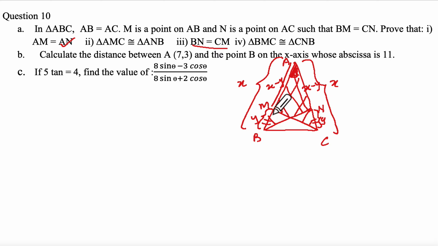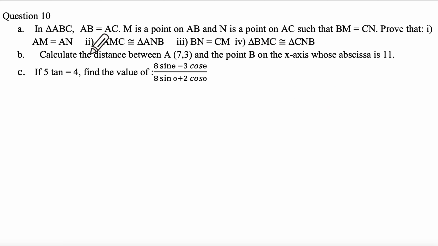Then BMC is this one. Remember AB equal to AC. So this angle and this angle, they are going to be angles opposite equal sides. Okay, we already know this is equal to this and this is the common side. So this, SAS, and the two triangles are congruent.